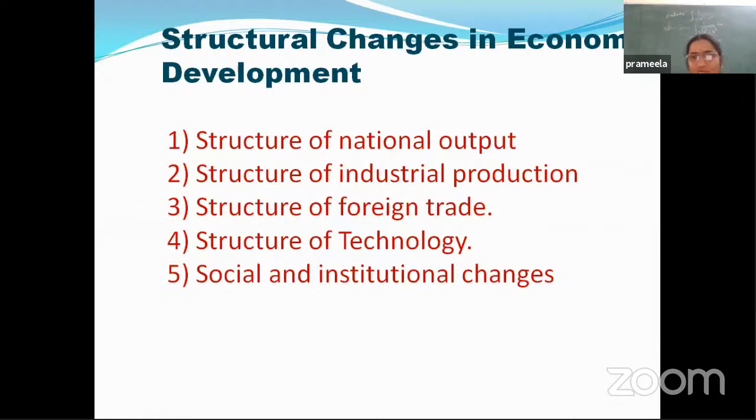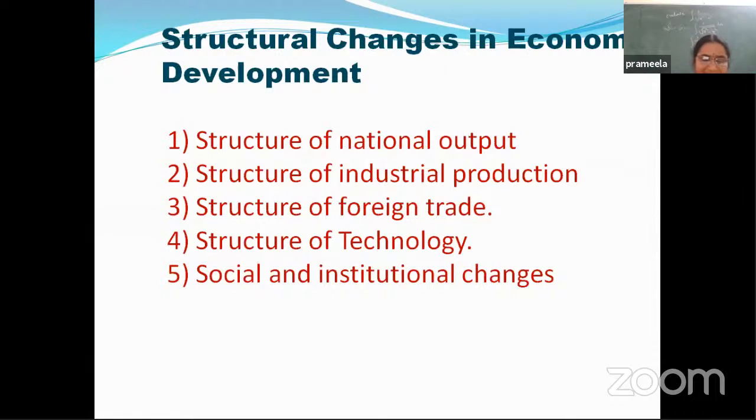the structure of the national output also changes. That means the contribution of different sectors in the economy also changes. Then only is it possible to achieve economic development. Suppose, for example, in the Indian economy, most of the contribution is made by the agriculture sector. So if we want to achieve economic development, the contribution of the secondary and tertiary sectors must increase. So to achieve development in the economy, the structure of national output also has to change.